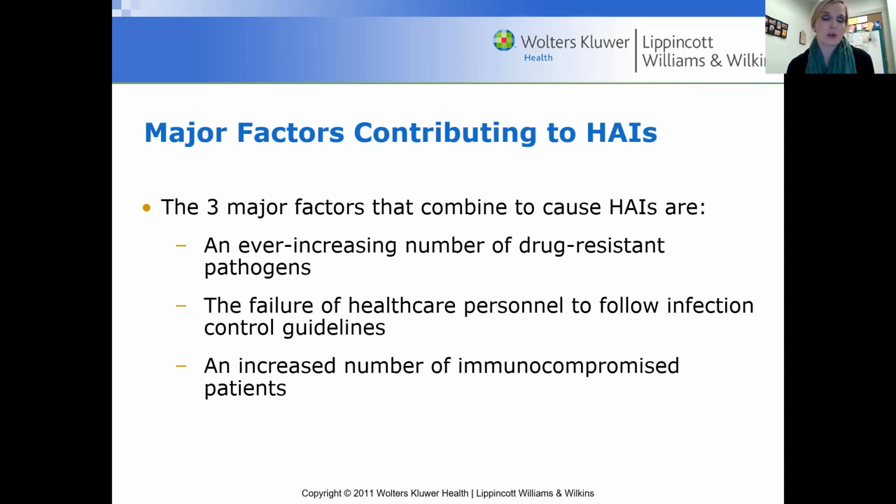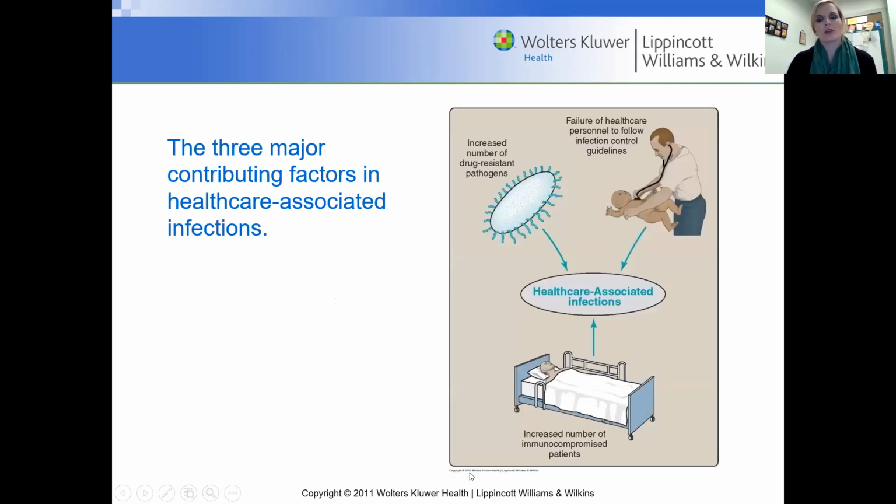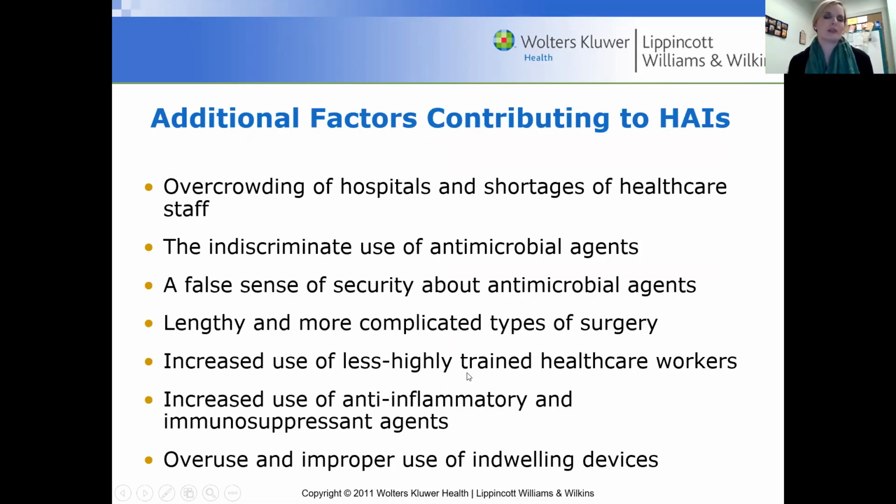And then an increased number of immunocompromised patients. With more patients that are more susceptible to these types of pathogens, we see more chances that we're going to see more cases of healthcare associated infections. So here's more of a visual of what I was just mentioning. More drug resistant pathogens are occurring. Sometimes personnel don't follow infection control guidelines properly. And then we see more cases of immunocompromised patients coming into these facilities. So that's why we oftentimes see these healthcare associated infections occurring. So why does that sometimes happen?